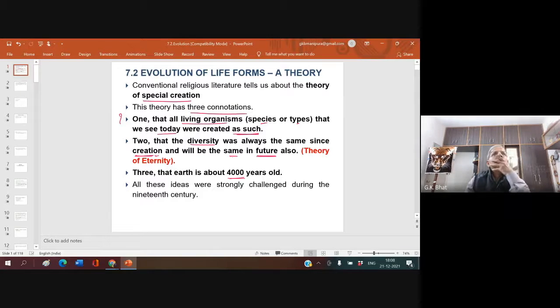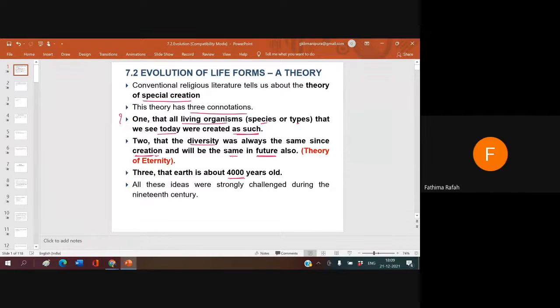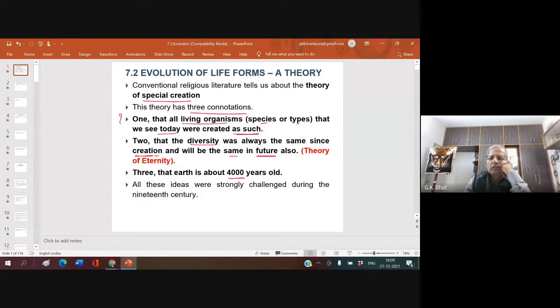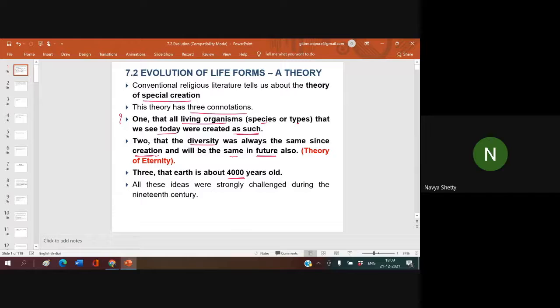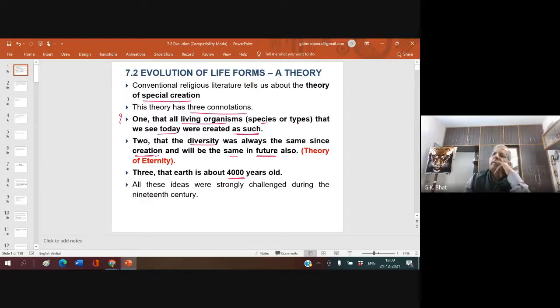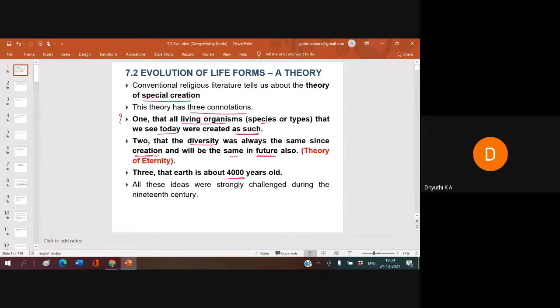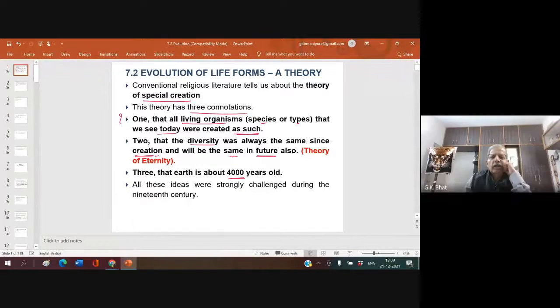Hello. Disagree. Rafa? Disagree. Navya? Agree. No, sir. No. Jayasri? Vismita? Disagree, sir. Jyoti? Disagree, sir. Rakesh?